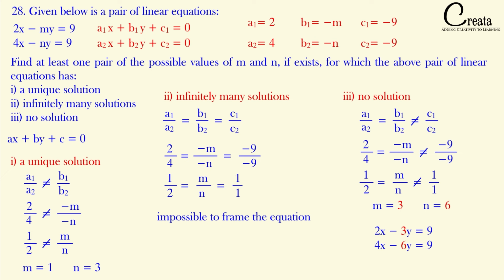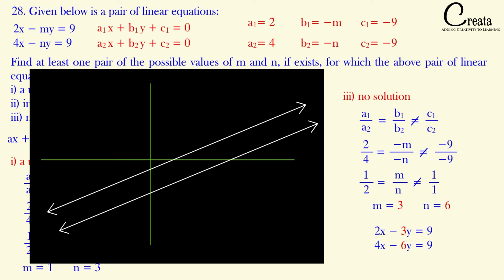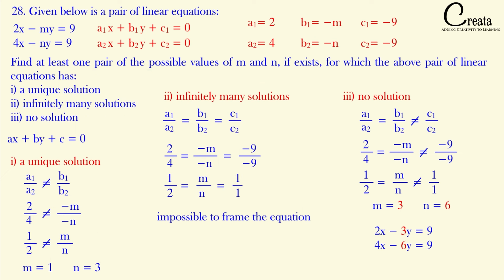Let's try to plot the equation on the graph. It will look something like this. Here these two lines are parallel to each other and they are not intersecting at any point. So the third case is matching, that is, no solution. They will not intersect with each other. So we are done with this question.